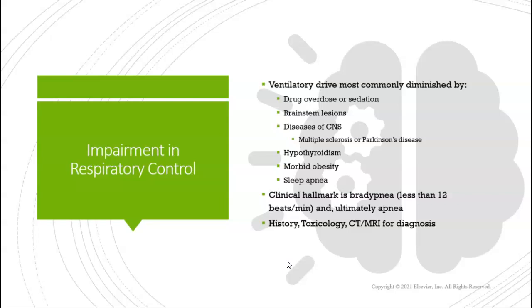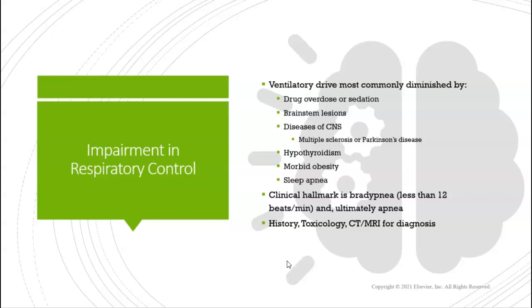If you have issues with your brainstem, where a lot of these central nervous system controls are located, that's going to affect your controls of breathing. Diseases of the central nervous system like multiple sclerosis or Parkinson's disease can cause respiratory depression, as can hypothyroidism, and patients with morbid obesity and sleep apnea. Those diseases sometimes can affect those peripheral chemoreceptors and slow down your rate of breathing.